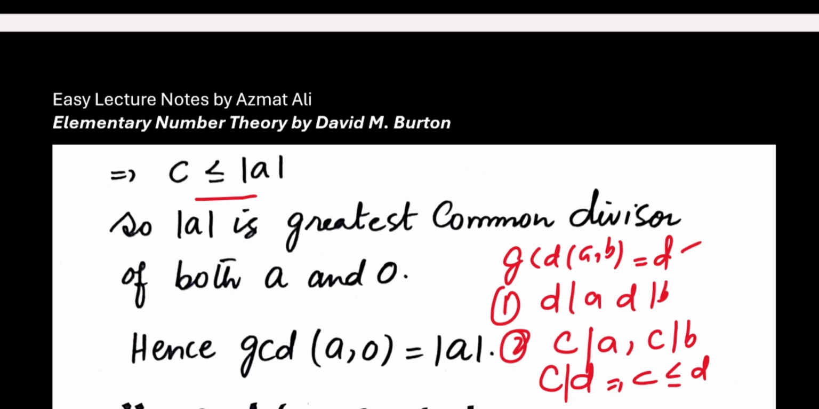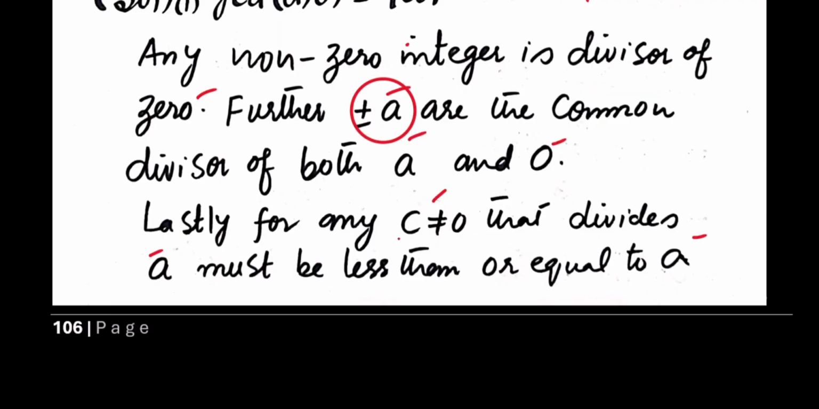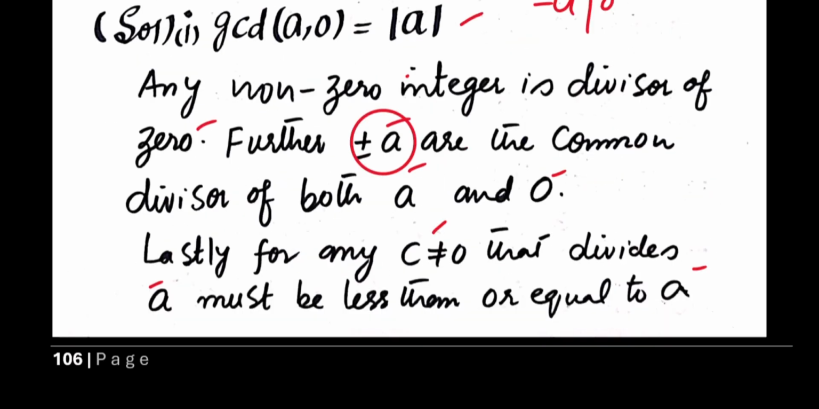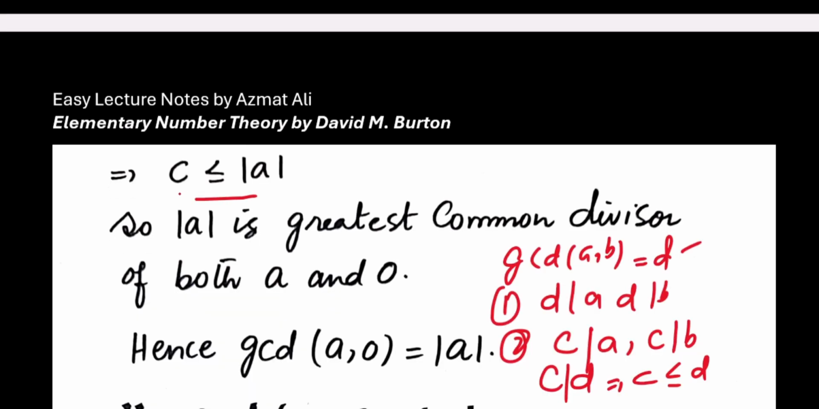So if C is any other common divisor of a and b, then C must divide d, and it should always be less than or equal to this GCD. So C is less than or equal to a absolute. This shows that a absolute is the greatest common divisor of a and 0. Hence, the GCD of a and 0 is equal to a absolute.